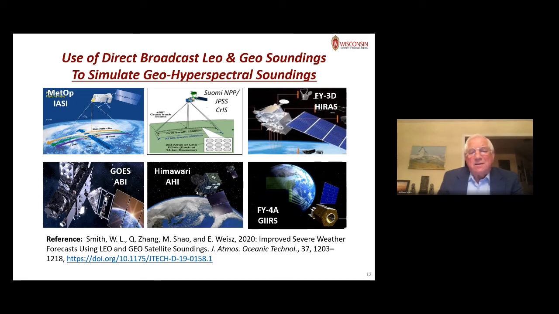Or we've done this over Asia too, where we've combined these polar orbiting data with the Himawari AHI, which is an instrument almost identical to the ABI.